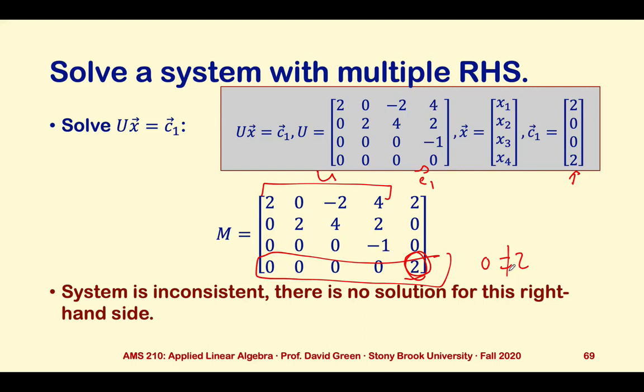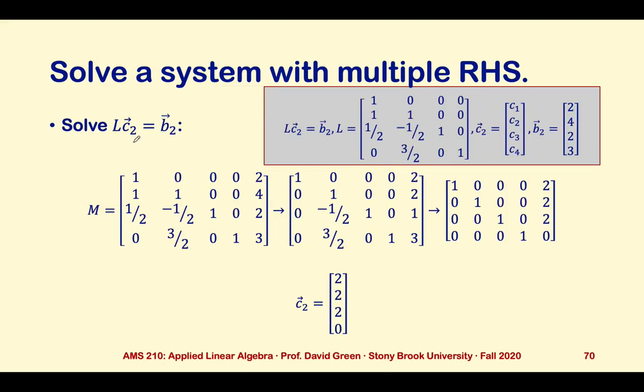Moving to the next right-hand side. Same approach. Solve C2 equals B2. Doing exactly the same thing. Augmented matrix with L and B2 in the last column. Carry through the steps of elimination, eliminating downward. These are the same steps that we just took with the previous right-hand side, but what we do with the last column will be different.